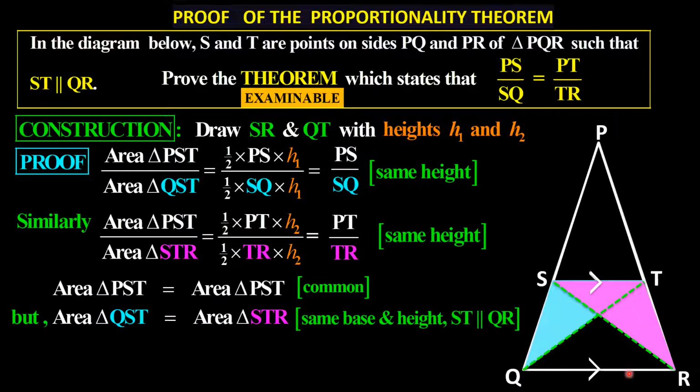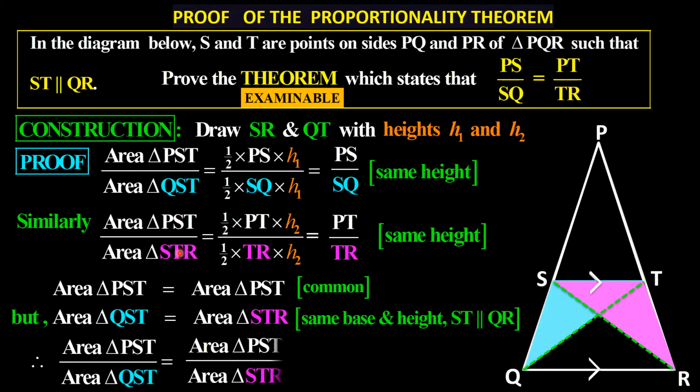Why? Because they have the same base ST, and they have the same height because they lie between the same parallel lines. Now, if you can see what we've done, we compared the numerator and the numerator and the denominator and the denominator. So this fraction is equal to that fraction. So let's just write that down. The first fraction, we simplified it as PS over SQ, and the second one, we simplified as PT over TR. And there we have done our proof.